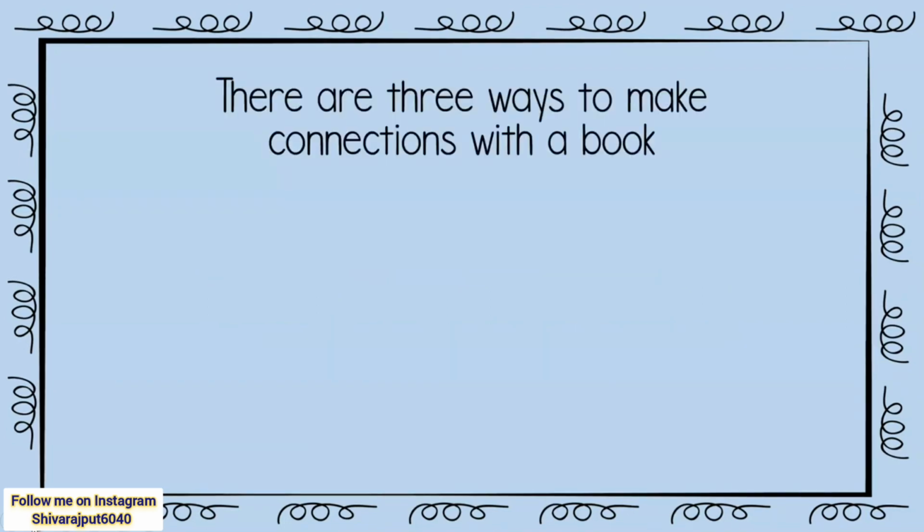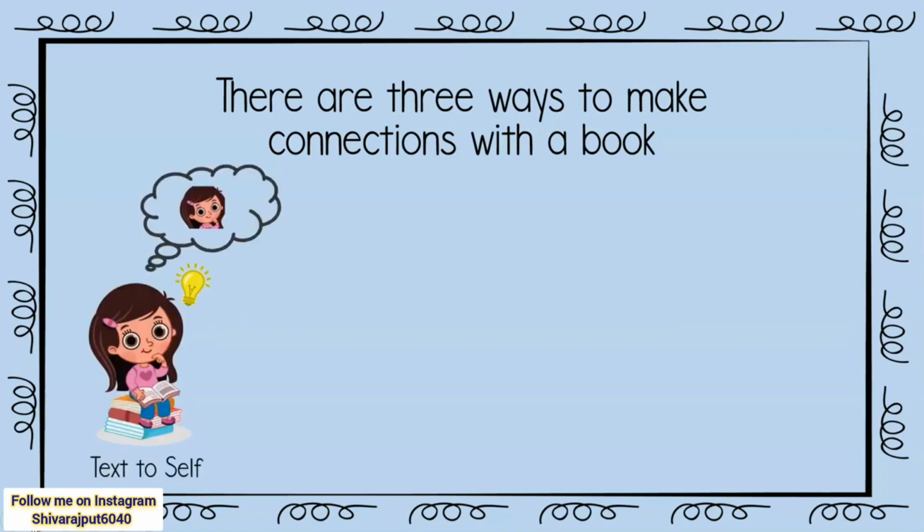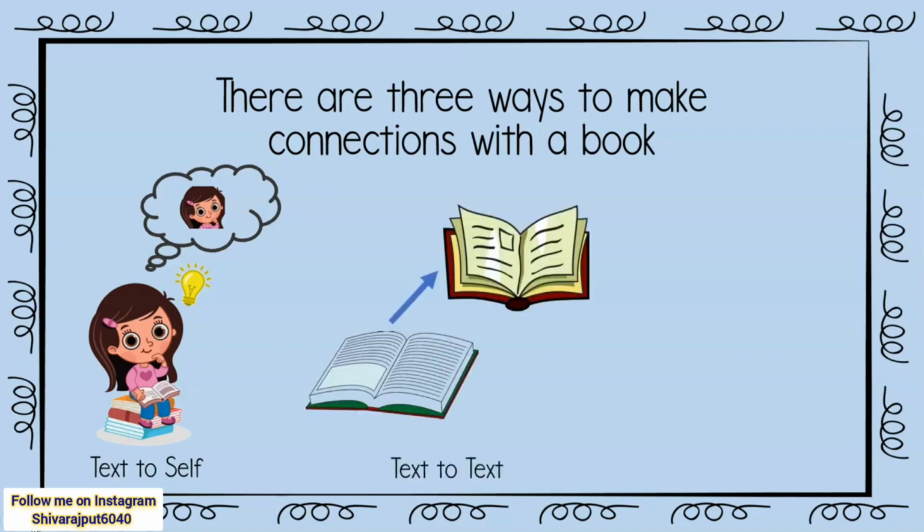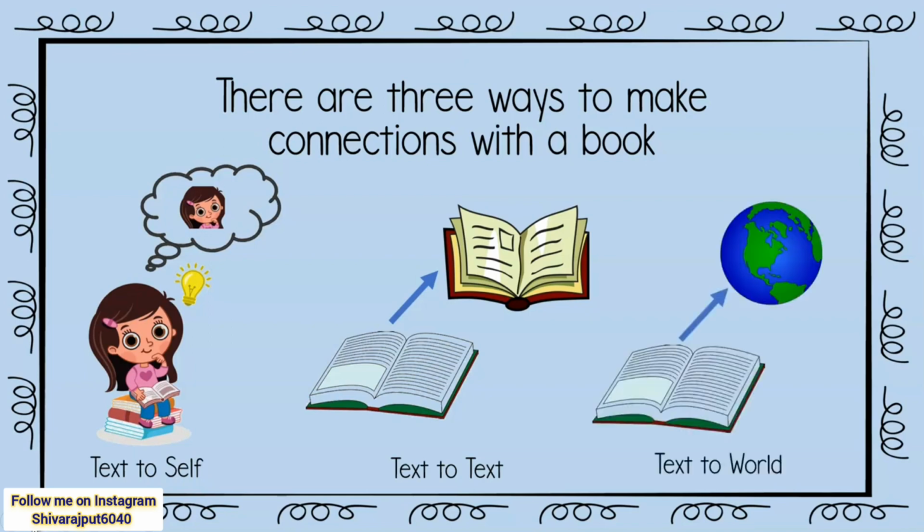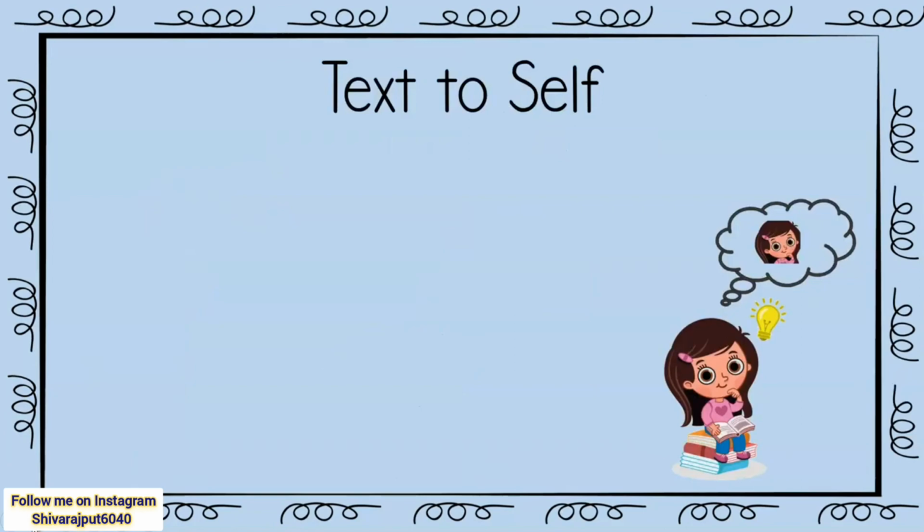There are 3 ways to make connections with a book. The first way is text to self. The second way is text to text. And the third way is text to world. Before we start making connections, we're going to look a little bit deeper into each one of these. Let's start with text to self.